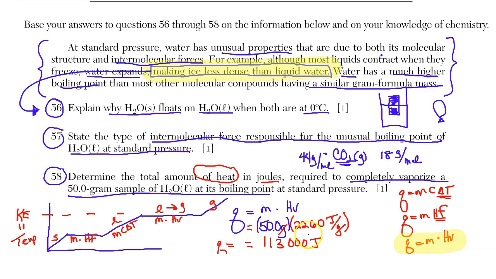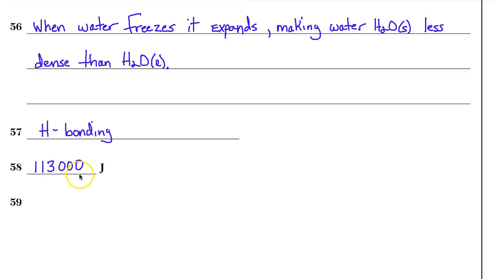Let's go and put this answer into our booklet. So there it is, 113,000 joules. You could put a comma here. You could also be fancy and put the correct scientific notation in. Okay, so you could have done this as well. Notice they put the joules in for you, so no need.